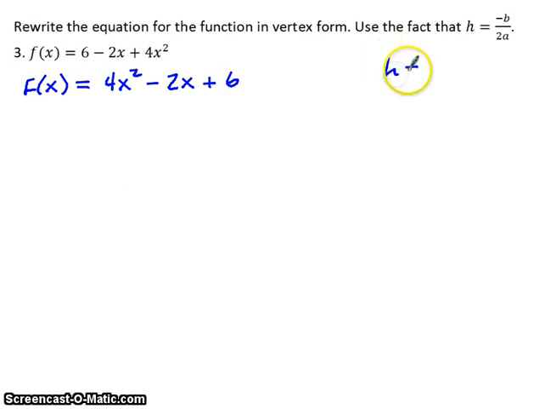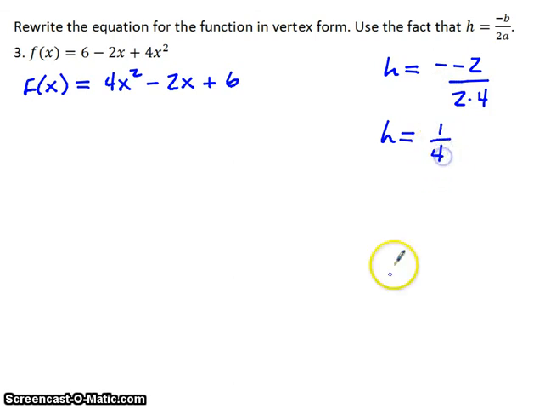We're going to find out the h value. So we're going to plug in b. So we have a minus in front of negative 2, divided by 2 times a, which is 4. And that gives us h is equal to 1/4.